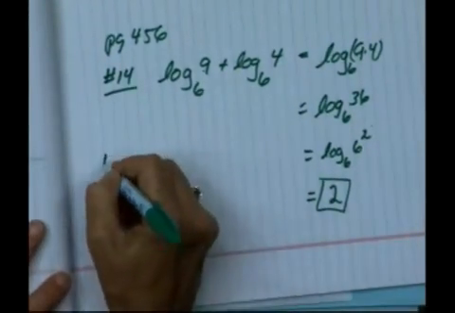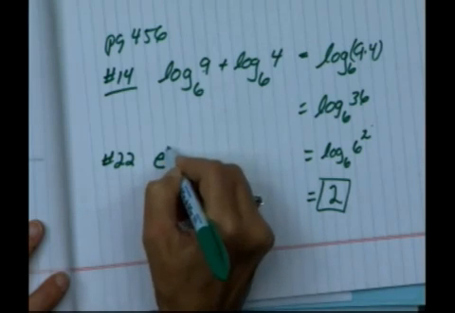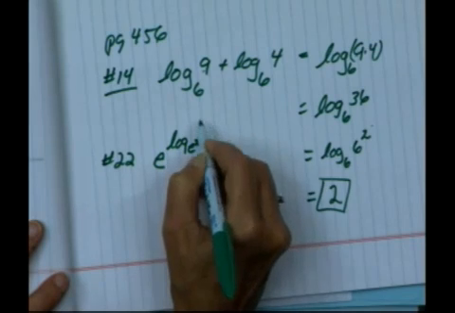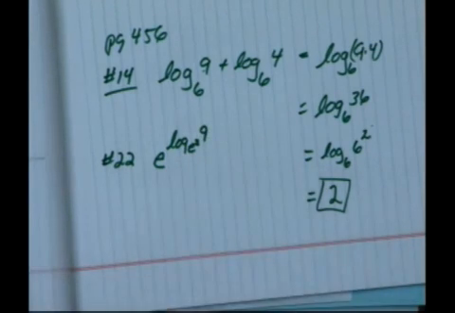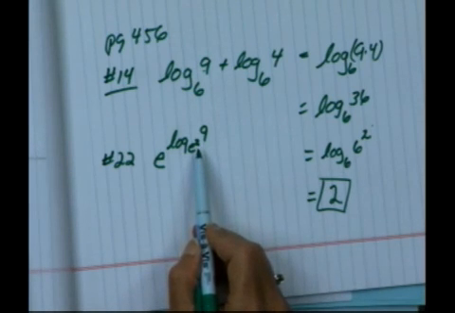Let's go to number 22. 22 is e raised to the log of e squared raised to the 9th. I need some help here. Well, we can do it. Well, that's an e squared right there. What are you going to do?